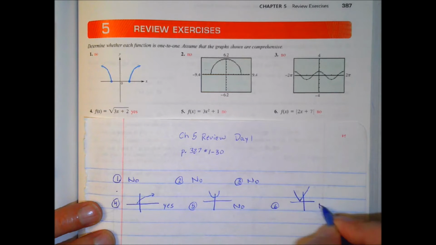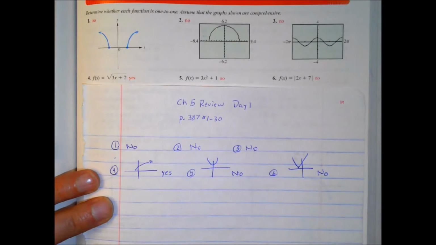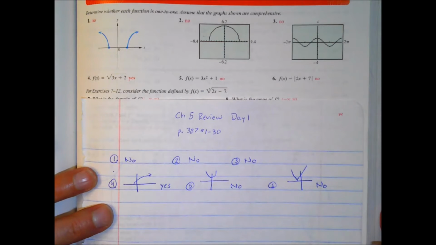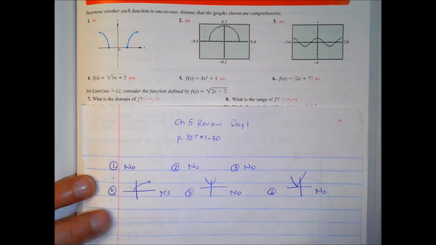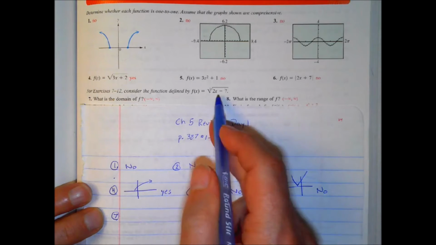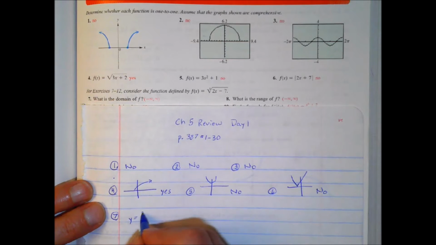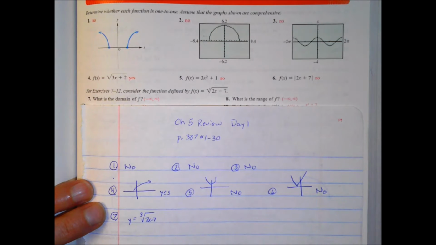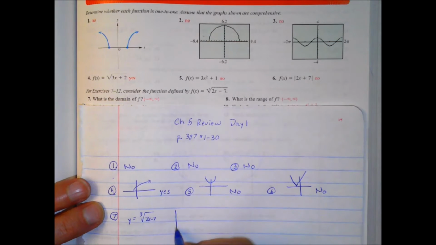Okay, so for number 7, we're going to look at this equation right here. y is equal to the cube root of 2x minus 7. So let's get a graph of that. Okay, I just put that into Desmos, and the graph looks like this. Okay. So number 7 is the domain. So the domain is going to be all this way and all that way, so all real numbers.